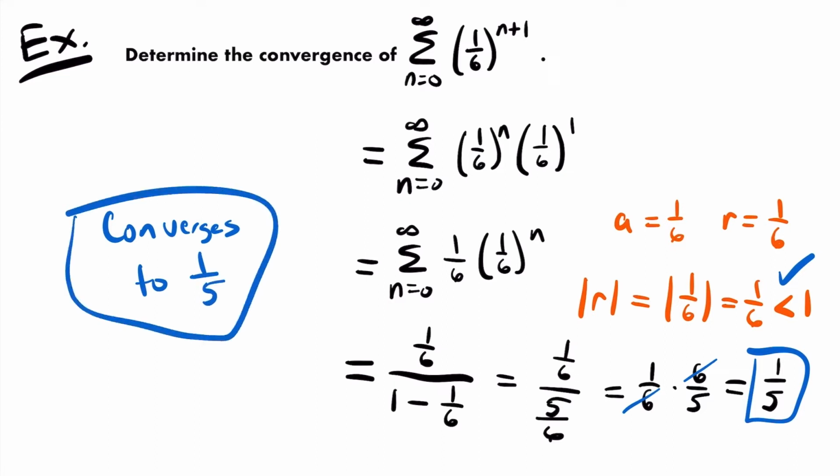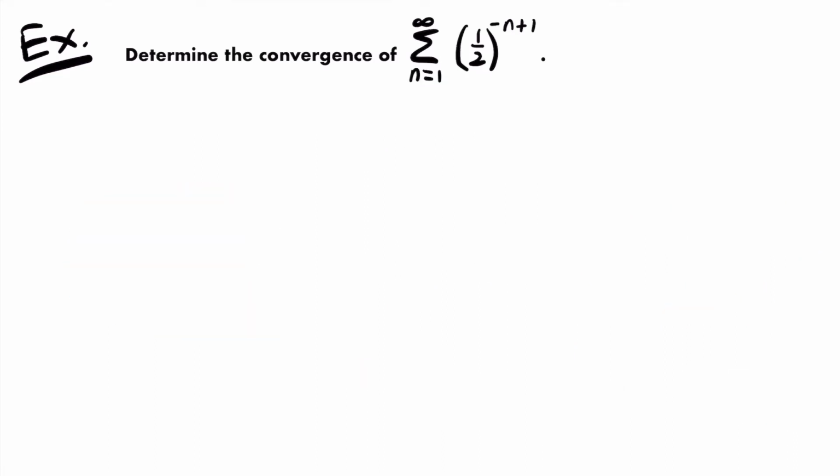All right, let's look at another example. Okay, so here's our next example. We want to determine the convergence of this series. We have the sum from n equals 1 to infinity of 1/2 to the power of negative n plus 1.